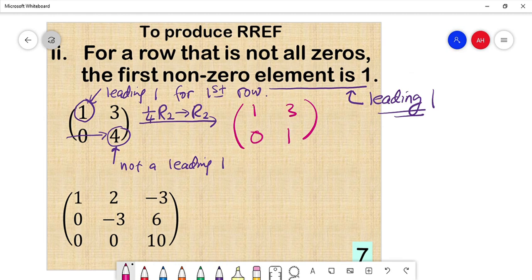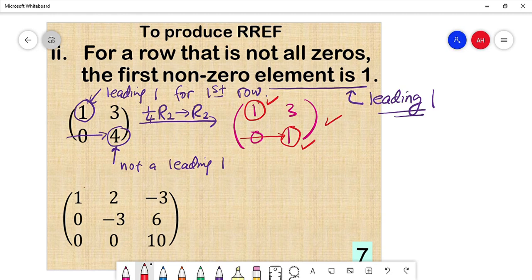Now let's see whether this matrix has a leading 1 for the second row especially. For the first row, we have a leading 1. Yes. Now for the second row, the first number after 0 is also 1, right? Therefore, this matrix fulfills this requirement. That is, for a row that is not all 0, the first non-zero element must be 1. They have a leading 1. So now this matrix is acceptable. Now let's see the second matrix.